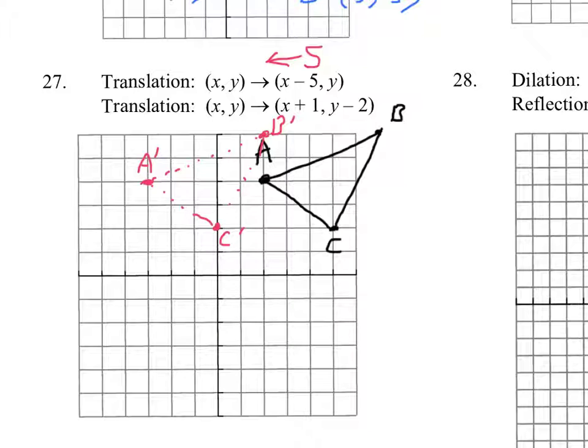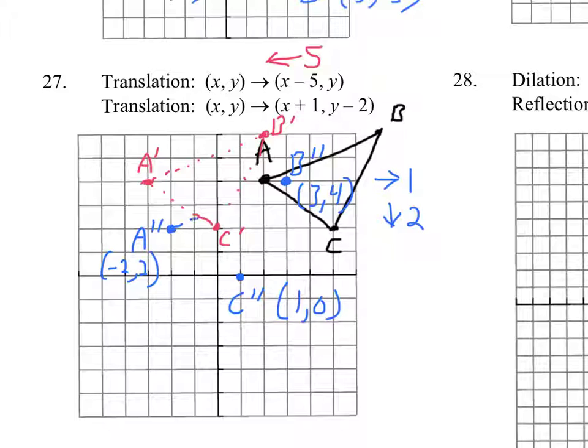And then for our second transformation, looks like we're going to go over to the right one and down 2. So let's do that in order, A, B, C. Over to the right one and down 2. This is where A double prime is going to be. I'm going to write down the coordinates. That's -2, 2. B to the right one and down 2 is going to end up right there. So that is 3, 4. And C is going to end up right here, and that is 1, 0.